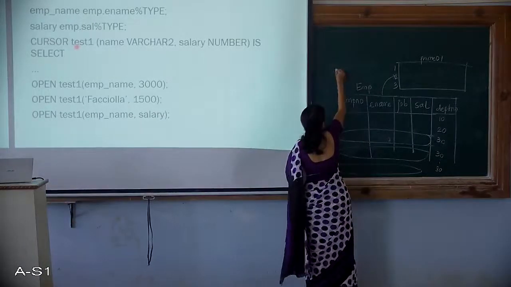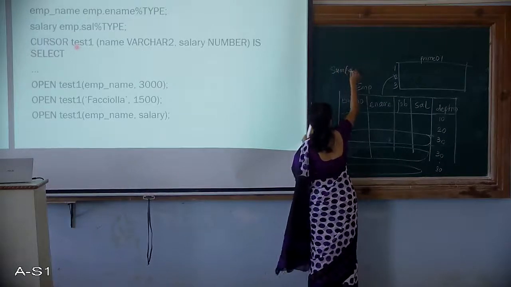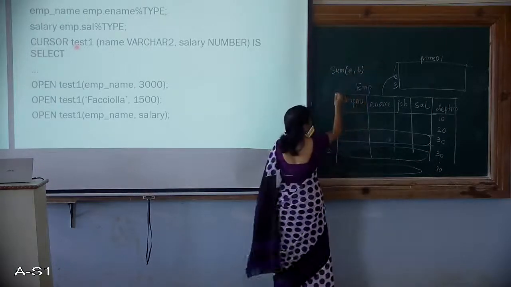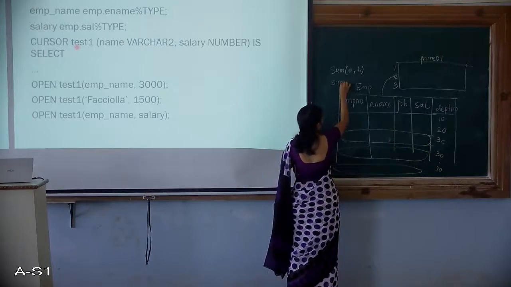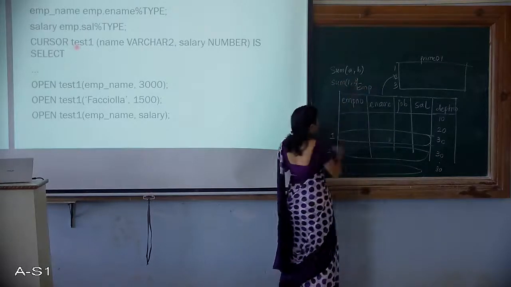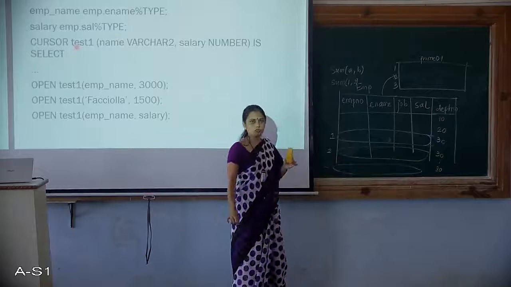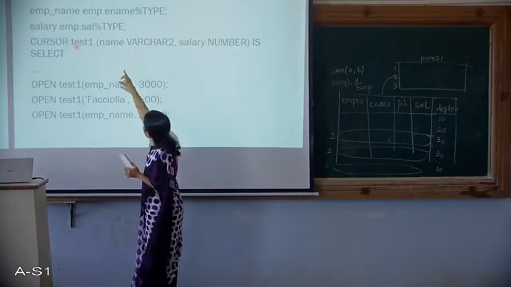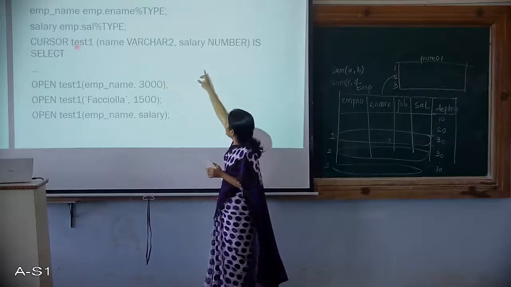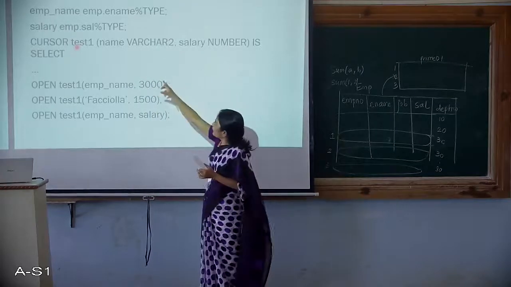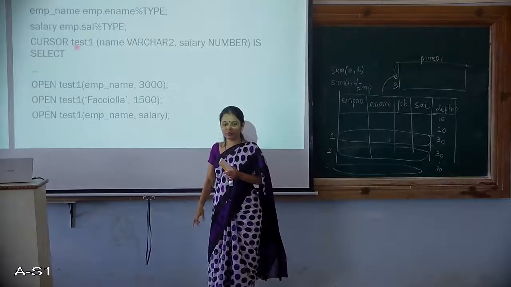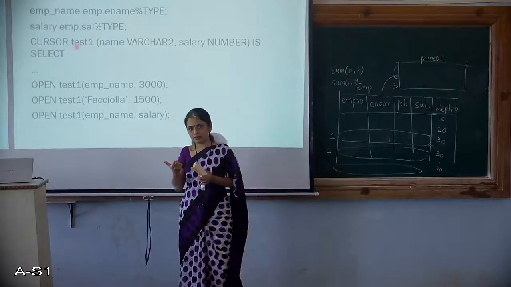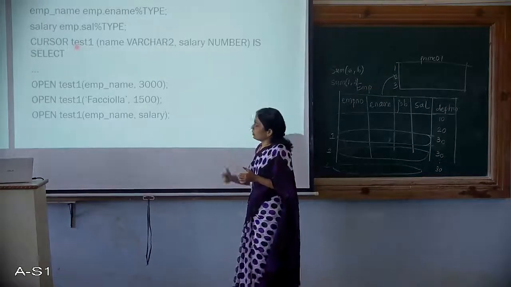So for example, if I have a sum function, I would write sum a comma b. If there are going to be 2 parameters, then I would simply pass the values as 1 comma 2, sum of these 2. So this is what a parameter is. Similarly, test1 has 2 parameters, one is name and the other one is salary, of the type number, and name is of the type varchar2. So these can be the parameters, okay.